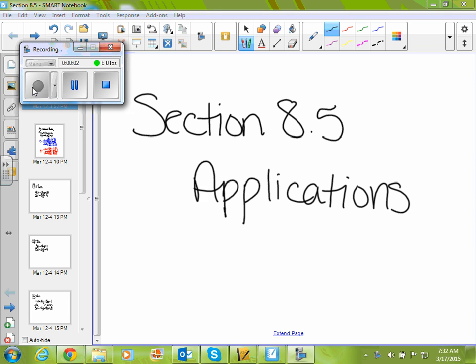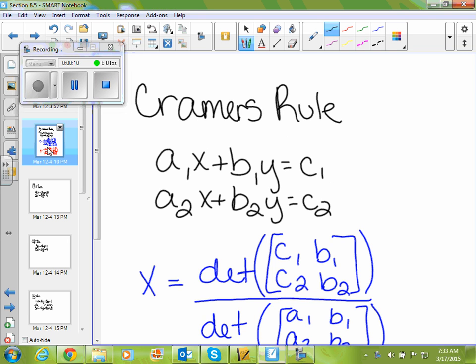Alright guys, so we're going to look at section 8.5, which is applications of matrices and determinants, so we can see where we might use them in real life. Okay, so the first thing we're going to look at is Cramer's rule, which deals with determinants, which we went over yesterday.